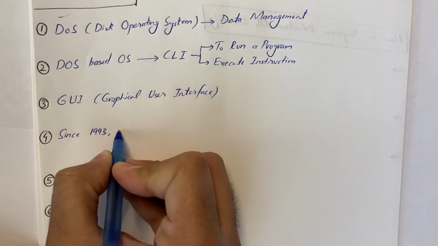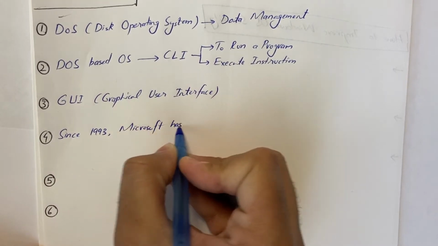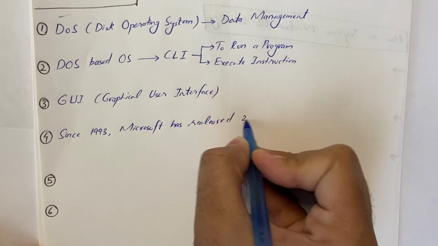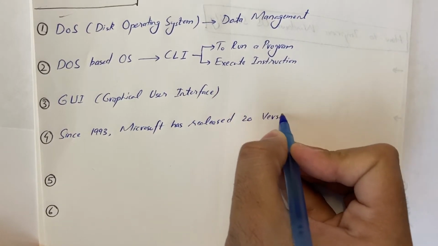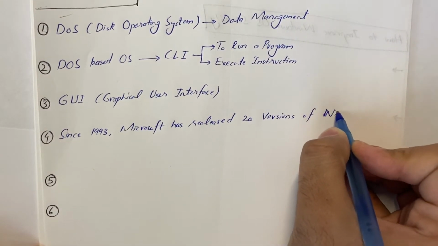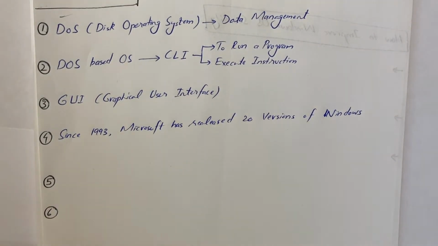So since 1993, Microsoft has released almost 20 versions of Windows, in fact. So 20 versions of Windows have been released so far since 1993, when they released their first operating system, which is basically GUI based. But they actually got more success after Windows 95 and Windows XP and all that.